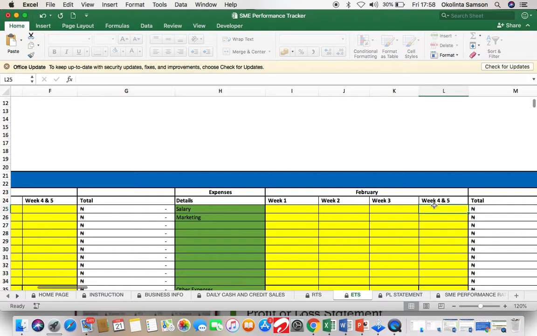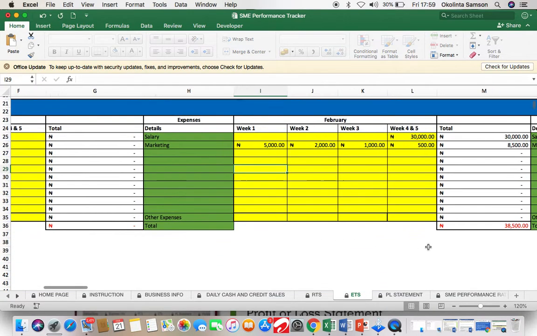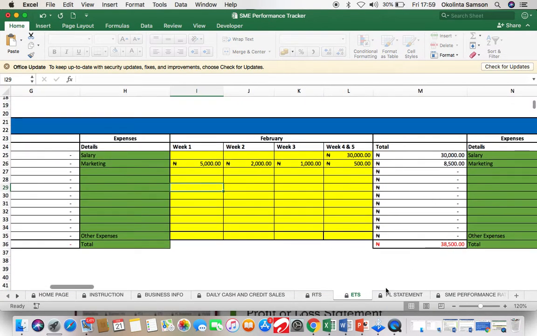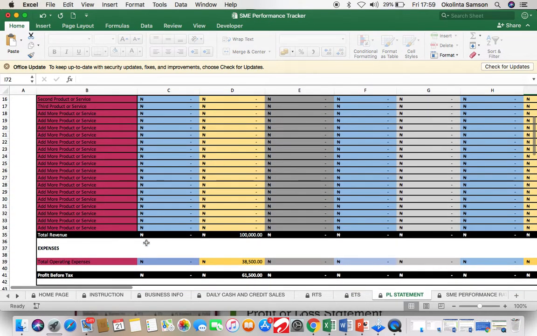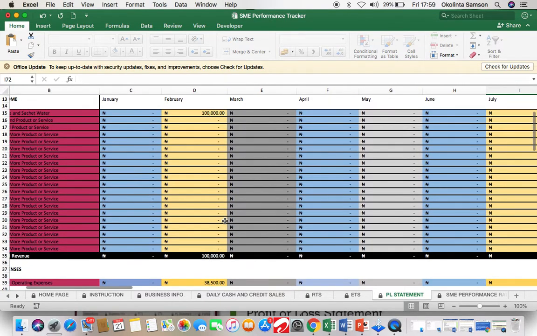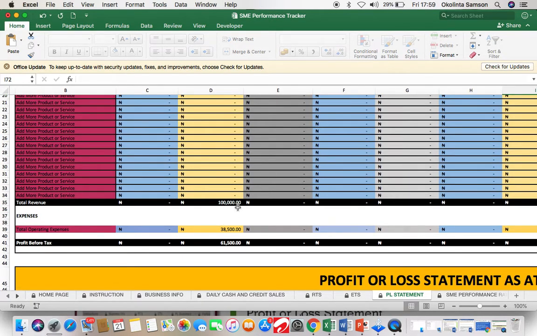So let's say I spend just 30,000 on salary every month, and then let's say I spend 5,000 naira in week one, 2,000 naira in week two, maybe on Facebook ads. Let's just make it very small, 1,000 naira on buying pretty flyers, and then I spent just 500 naira on something. So this shows your total expenses for the month, and at the end of the month, you come here to look at your profit or loss. You don't need to do anything here. You just come in here and look at the amount of profit you've made for the month.